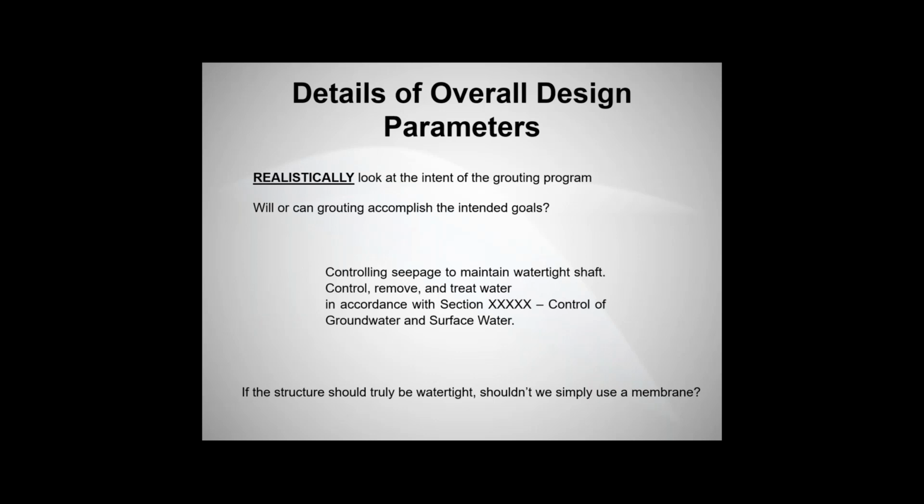And a lot of times, because this is tied into the specs, just given this example, we have to have a watertight shaft. Well, how reasonable is that? Is it reasonable to expect, below the water table, that you won't have any leaks, drips, or seeps? It's really not that practical. And if something truly does have to be watertight, why don't we use a membrane?